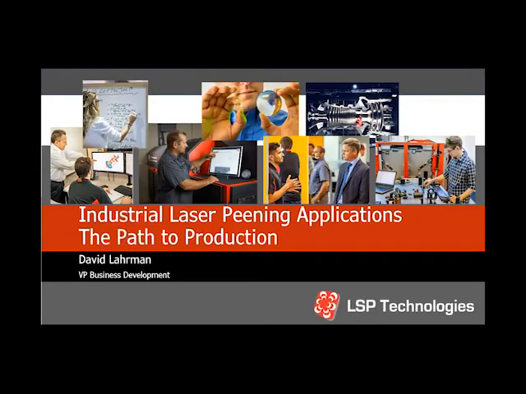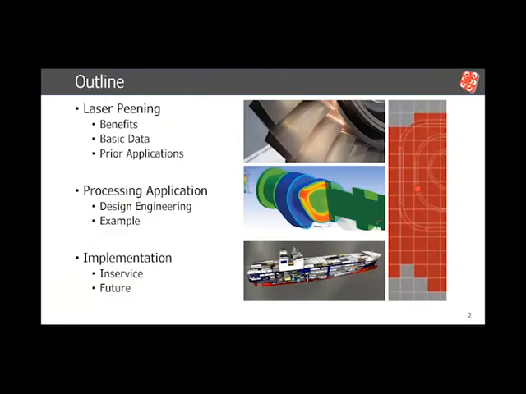So I'm going to talk a little bit about just the application of laser peening and really more about the path to production. So a little bit about the outline, really talk about laser peening and the benefits, which for the most part we've really covered. I just want to be able to tie it back to some of the earlier presentations that we've had today to kind of keep things linked together. And then we'll talk about the processing application, a bit about the design engineering, give you an example, part of which you've really kind of seen from Stan Bovid's presentation earlier today. And then just talk about the implementation and what it really means relative to components that are in service today and what the future may actually look like.